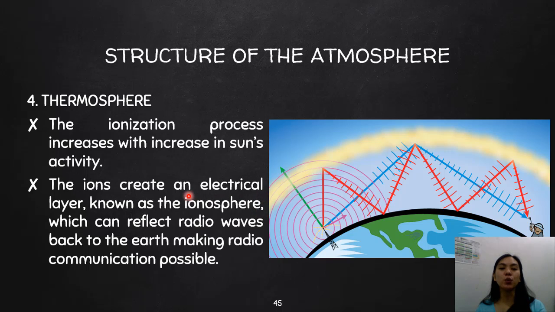So, there is your ionosphere. What is the importance of the ionosphere? The ionosphere can reflect radio waves back to Earth, making radio communication possible. The radio waves bounce back off the ionosphere. That's why radio communication is possible even if you are far away from each other, because of that particular layer, your ionosphere, which is contained in your thermosphere.